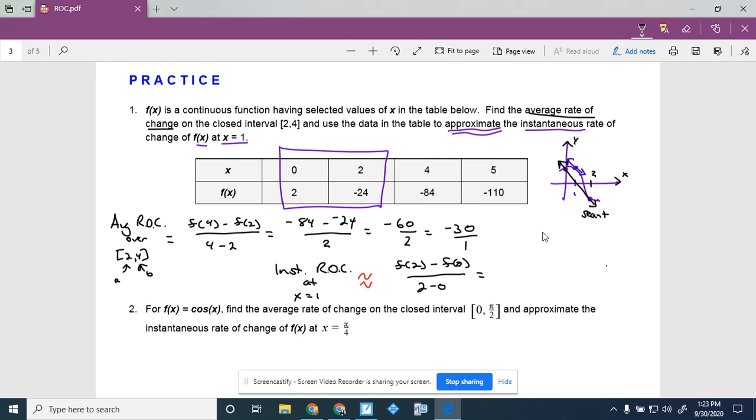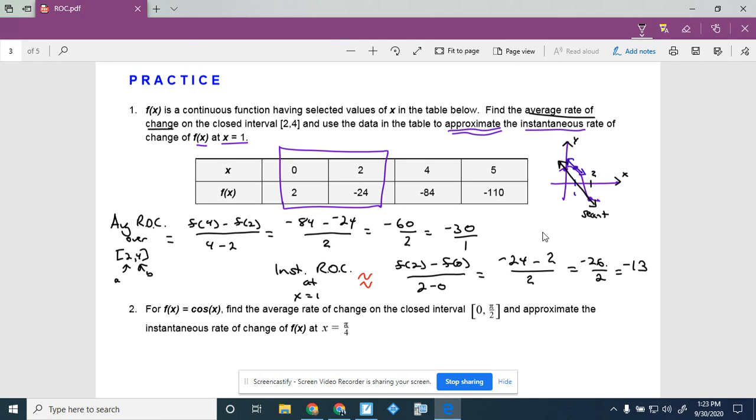So that's going to be f of 2, so that's negative 24, minus f of 0, right? That's going to be over 2 minus 0. So it ends up being negative 26 over 2, which is negative 13. So the approximation for my instantaneous rate of change is going to be about down 13 y units over 1 x unit. Okay, so that's the approximation.